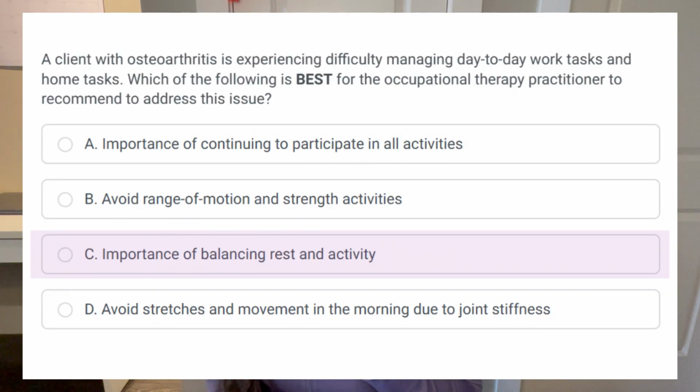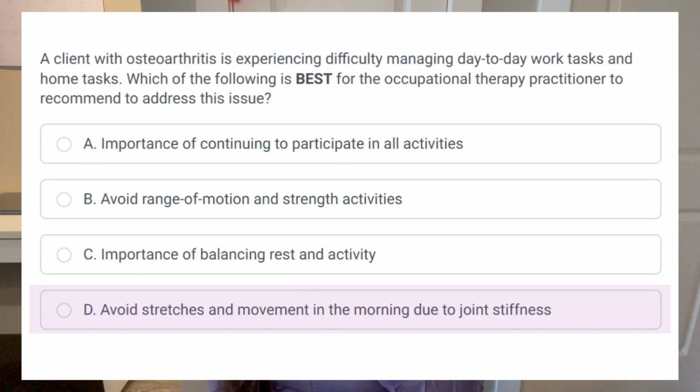Next, we have option C, importance of balancing rest and activity. So option C sounds very obvious. It's very important to rest, and I think that is a good recommendation. It's also kind of like option A, where it's like, that's too easy, and obviously you still want them to do these things. But let's look at option D before we eliminate option C.